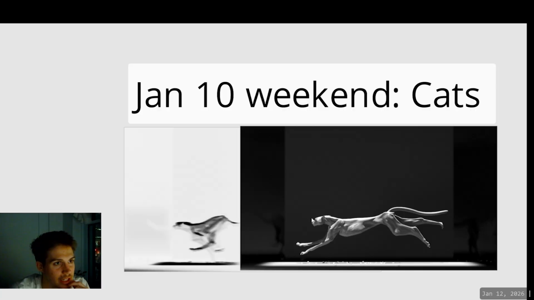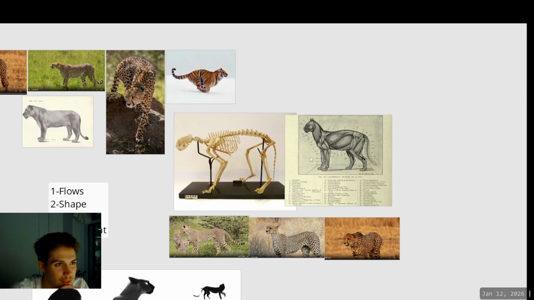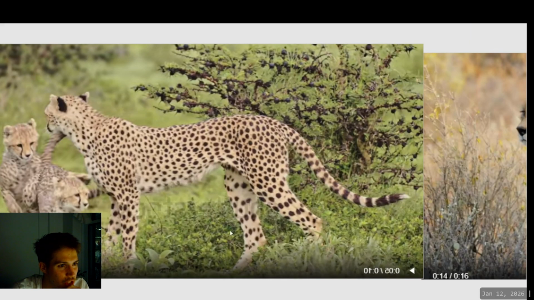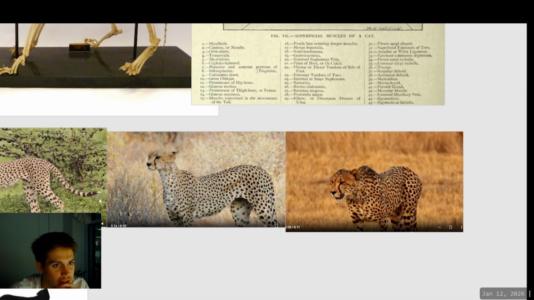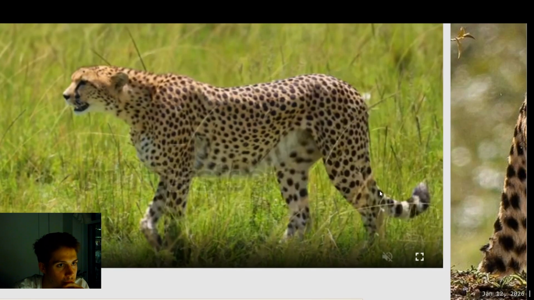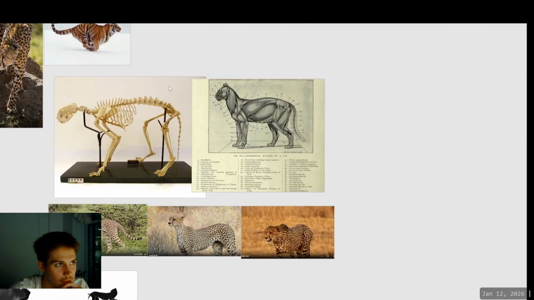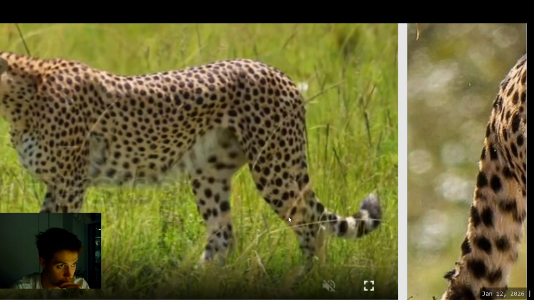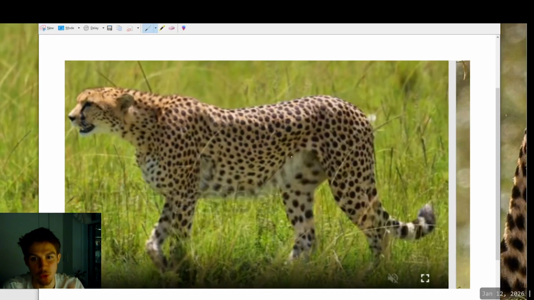So if we look at the anatomy of a cheetah, so this is a simple cat, this is also a simple cat, but if you look at the cheetah, you're gonna see that naturally when they pose, all of the legs are very straight angled. This line is almost perpendicular to the ground.